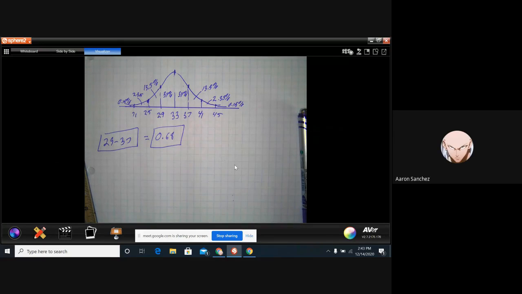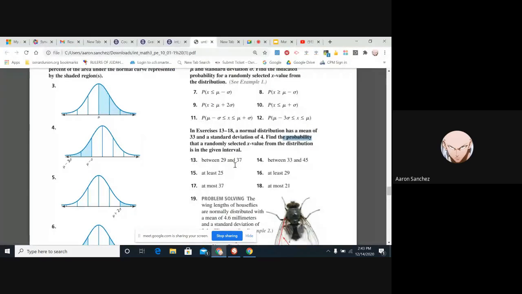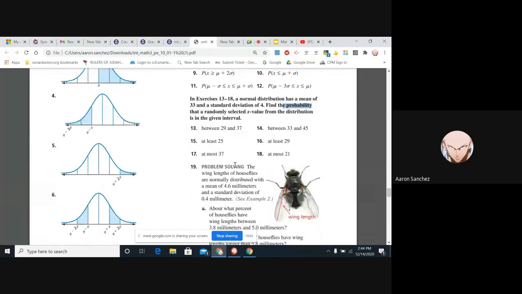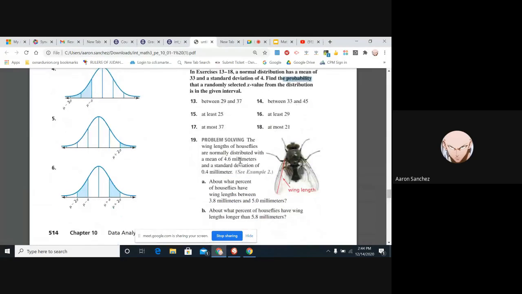Let's go with that. And then, like this one, the problem solving: the wing lengths of houseflies are normally distributed with a mean of 4.6. That means you put 4.6 as your mean, and then for each standard deviation you keep adding 0.4. So it'd be 5.0, then 5.4, then 5.8, and you go the opposite direction. And then you can answer these questions once you build that curve.